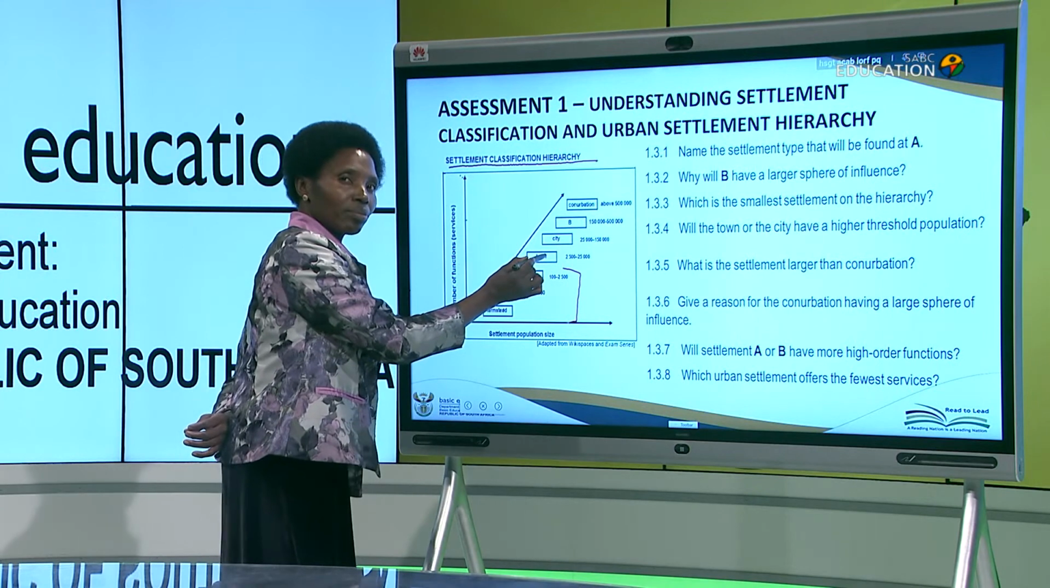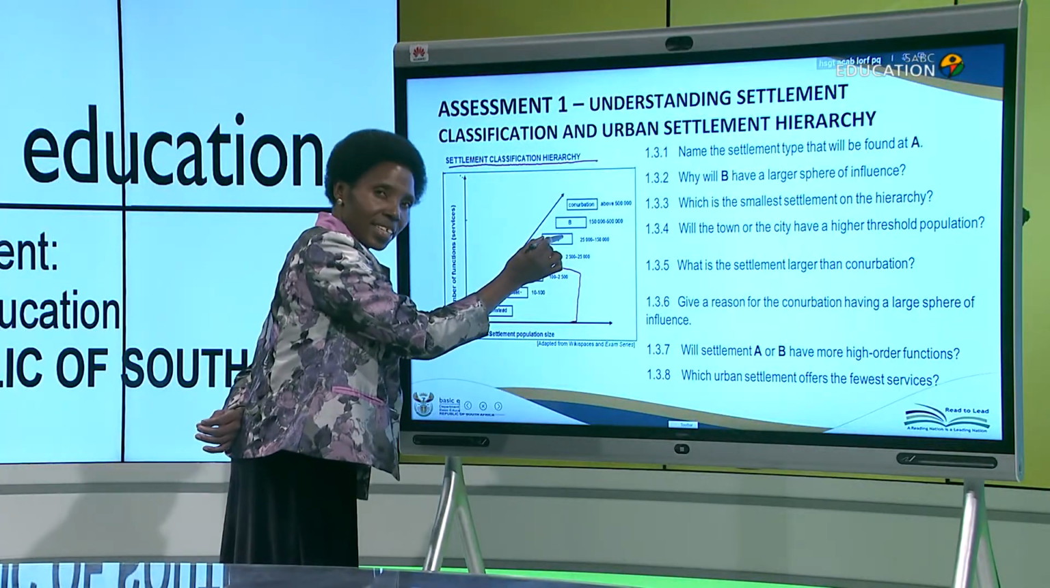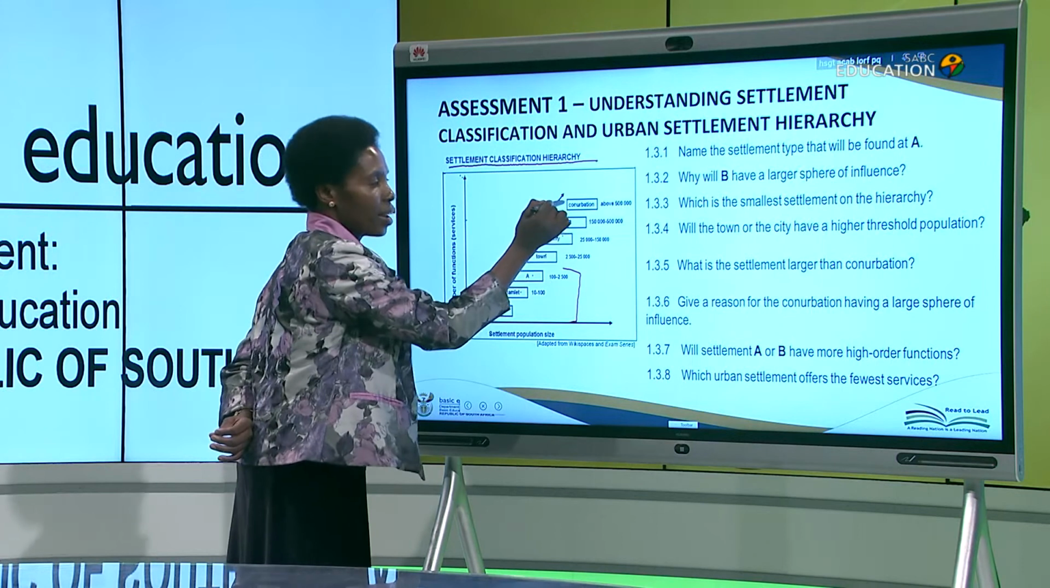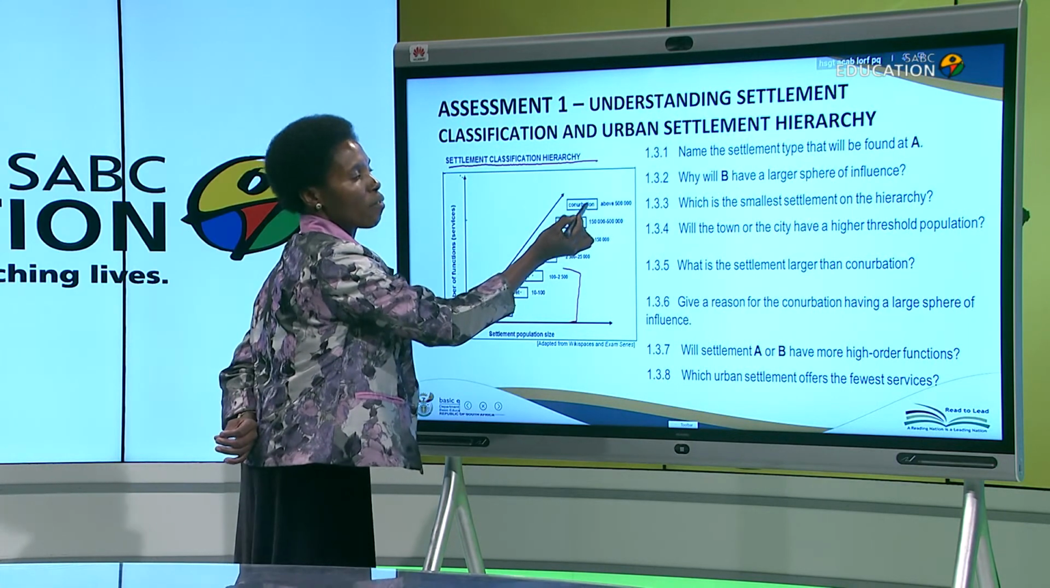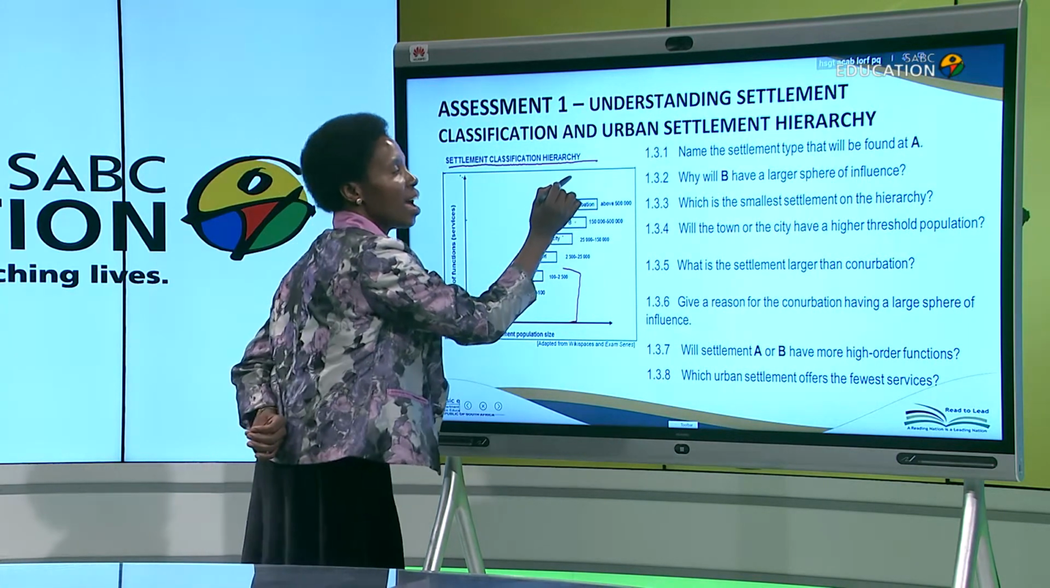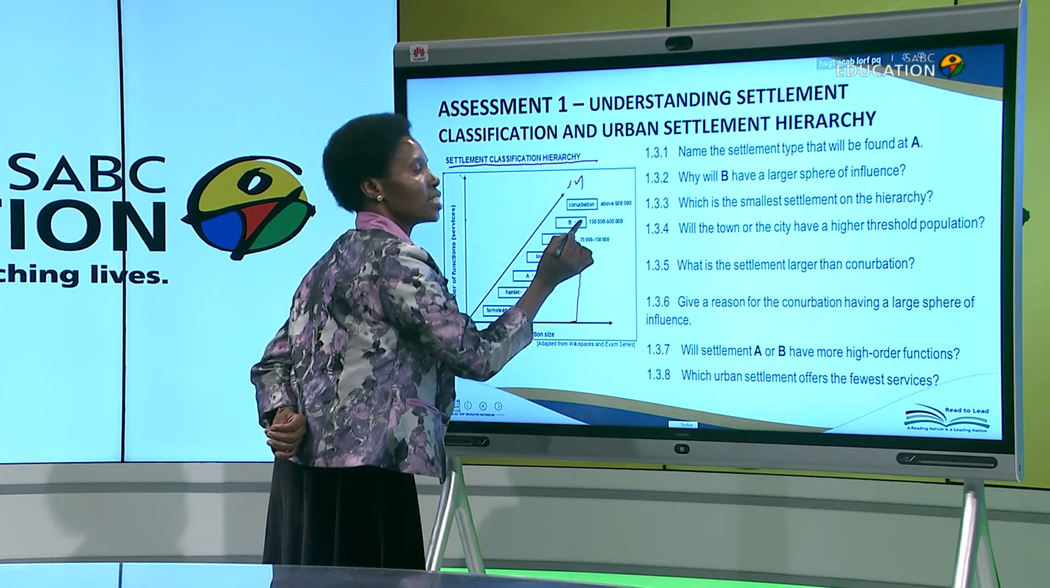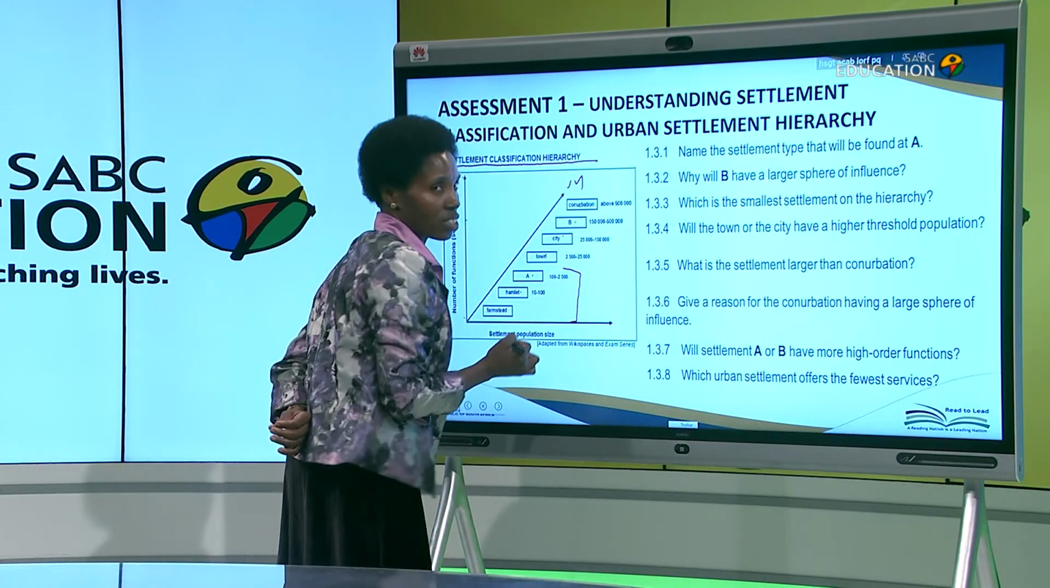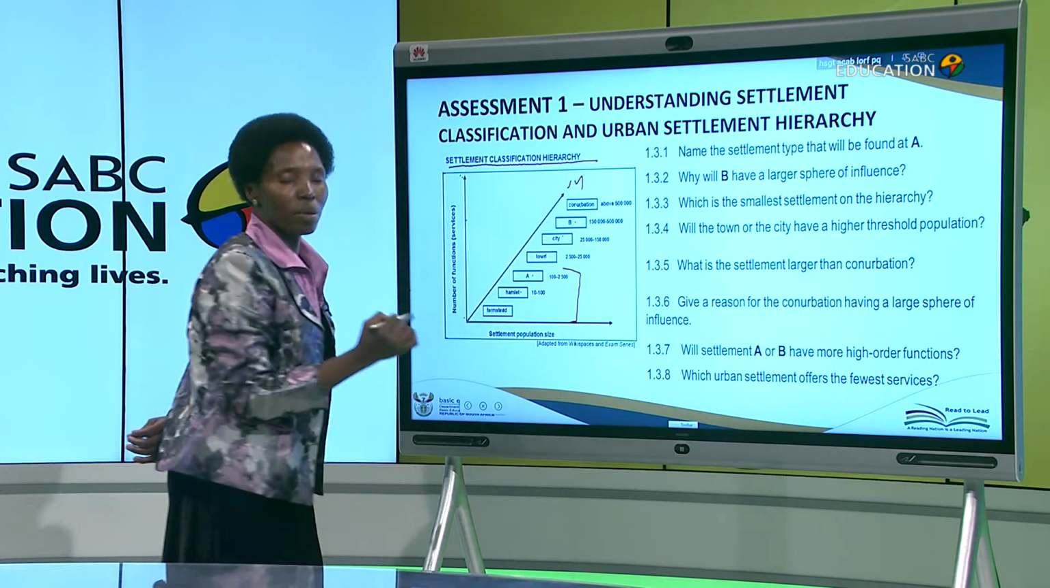It's a town that is smaller than a city, that is smaller than a metropolis, and then we do have what? Conurbation, but we still have what? Megalopolis, that is bigger than what? Conurbation. So these are the things that you need to remind yourself.